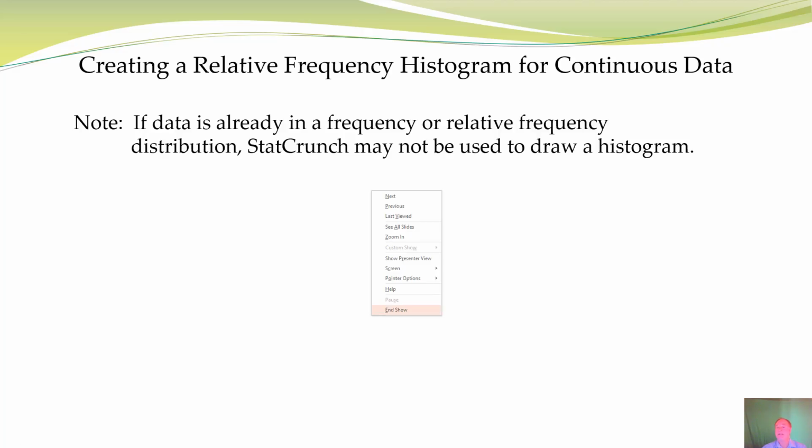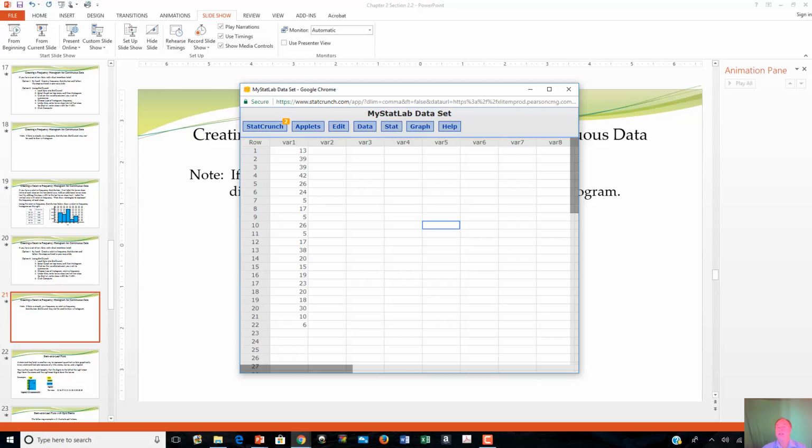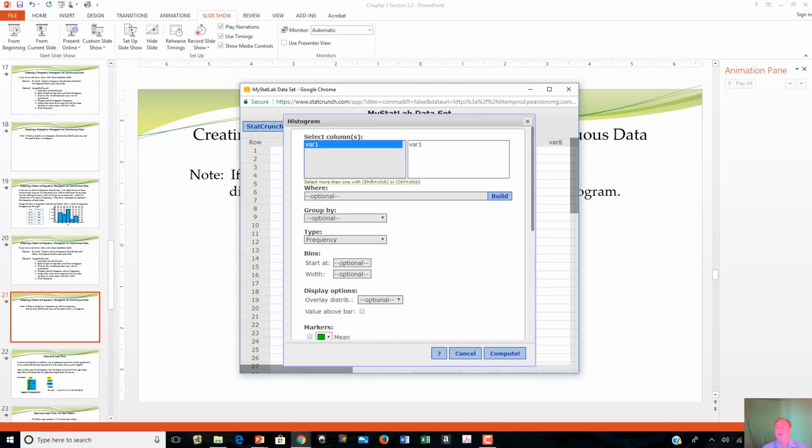Let me stop this, go back to our previous table. This time, I want to do a relative frequency histogram. I would hit graph, histogram, click my column. This time under type, I would choose relative frequency. My bins, we had them starting at 5. We had a width of 7, if you recall, and I'm going to represent the value above the bar.